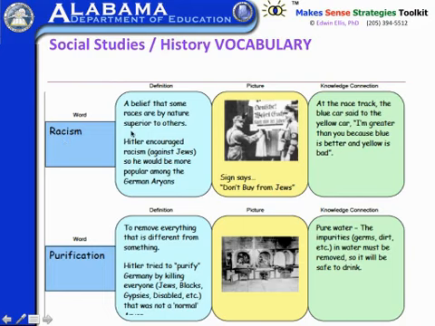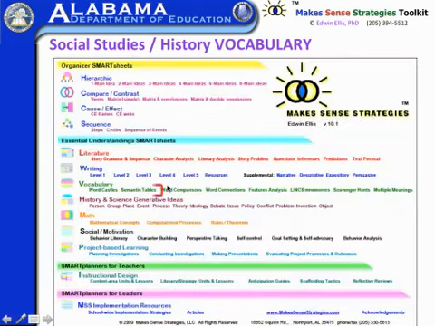Now, let's go back to this definition for a second. A belief that some races are by nature superior to others. It's a little bit awkward, but I can live with that. But let's look at this second part. Hitler encouraged racism against the Jews so he would be more popular among German Aryans. I'm not sure a lot of students are going to know what an Aryan is. And so that's an example of where you're defining a term using another term that also needs defining. So this is a little bit problematic here. Let's look at another one.